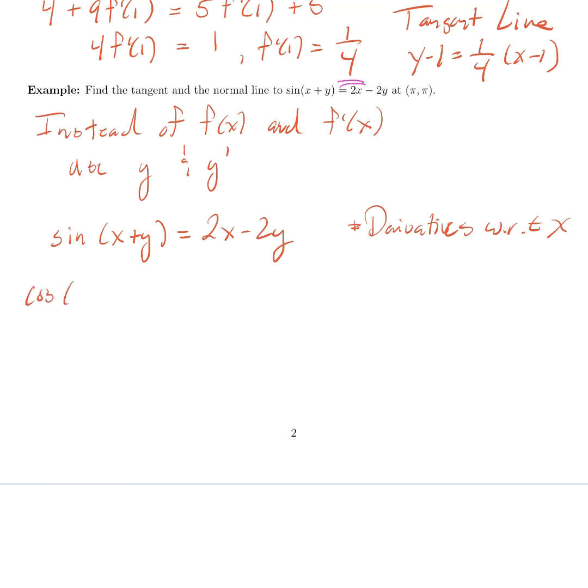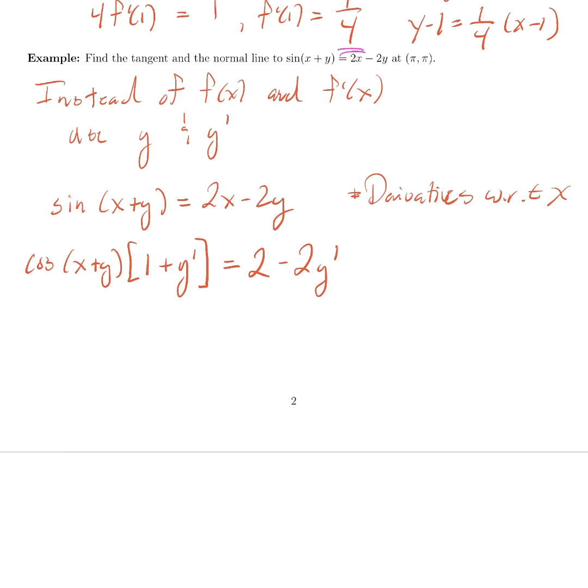So I'm going to get cosine of x plus y times the derivative of x plus y. The derivative of x is 1, and the derivative of y is y prime, is equal to, on the right-hand side, the derivative of 2x is 2, and the derivative of 2y is 2 times y prime.